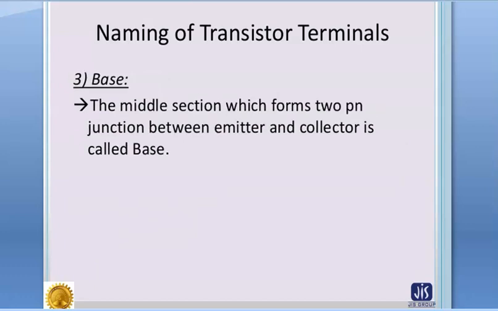And the third terminal of the transistor is known as the base terminal. This is the middle section which forms two PN junctions between emitter and collector. It's called the base terminal.